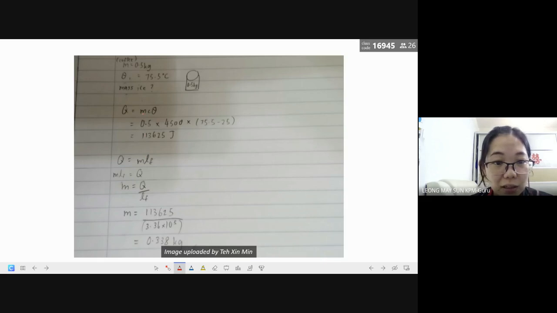Here Xing Ming also incomplete. This one was calculated from the previous question, and then only here Q equals ml. The mcθ is missing. So I can only give the substitution 1 mark here. Xing Ming, the rest is all wrong.